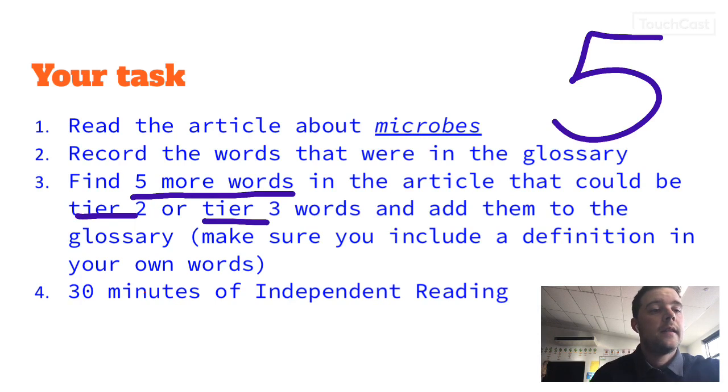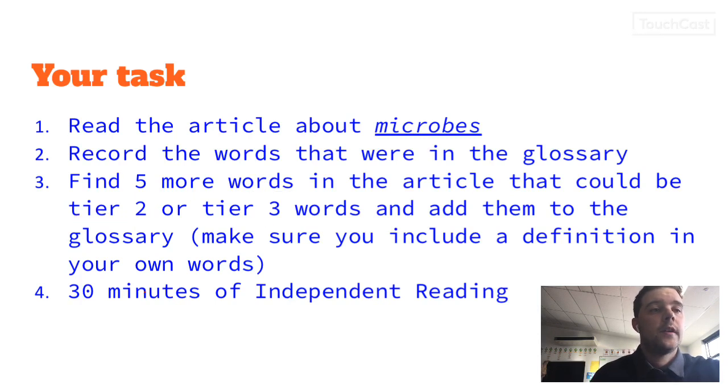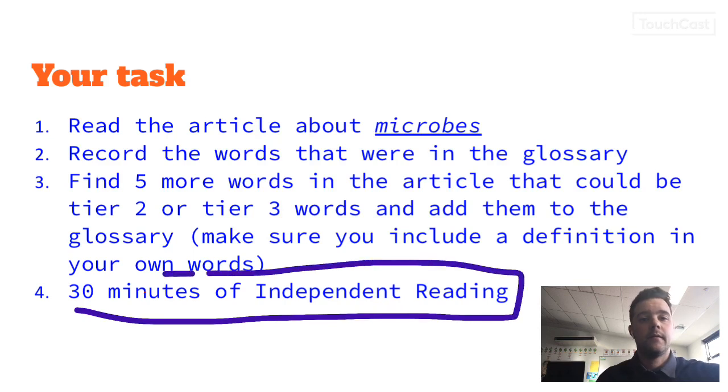After you've done that, with the reflection, you can go on with your 30 minutes of independent reading, which is really important.